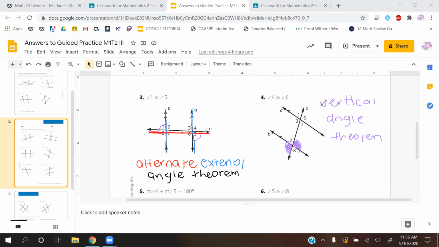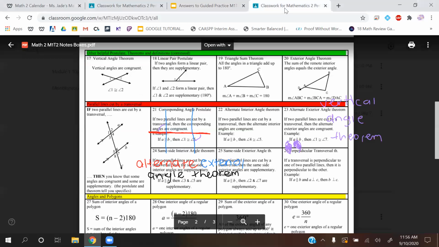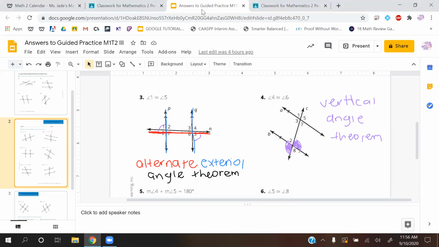And I'll show you this page again, but let me just remind you once again, that is on box number 17 right over here where it says vertical angle theorem. Okay, vertical angles are congruent. So, does anybody have a question on that? Okay, so does anybody still need to copy this? Speak now or forever hold your peace.